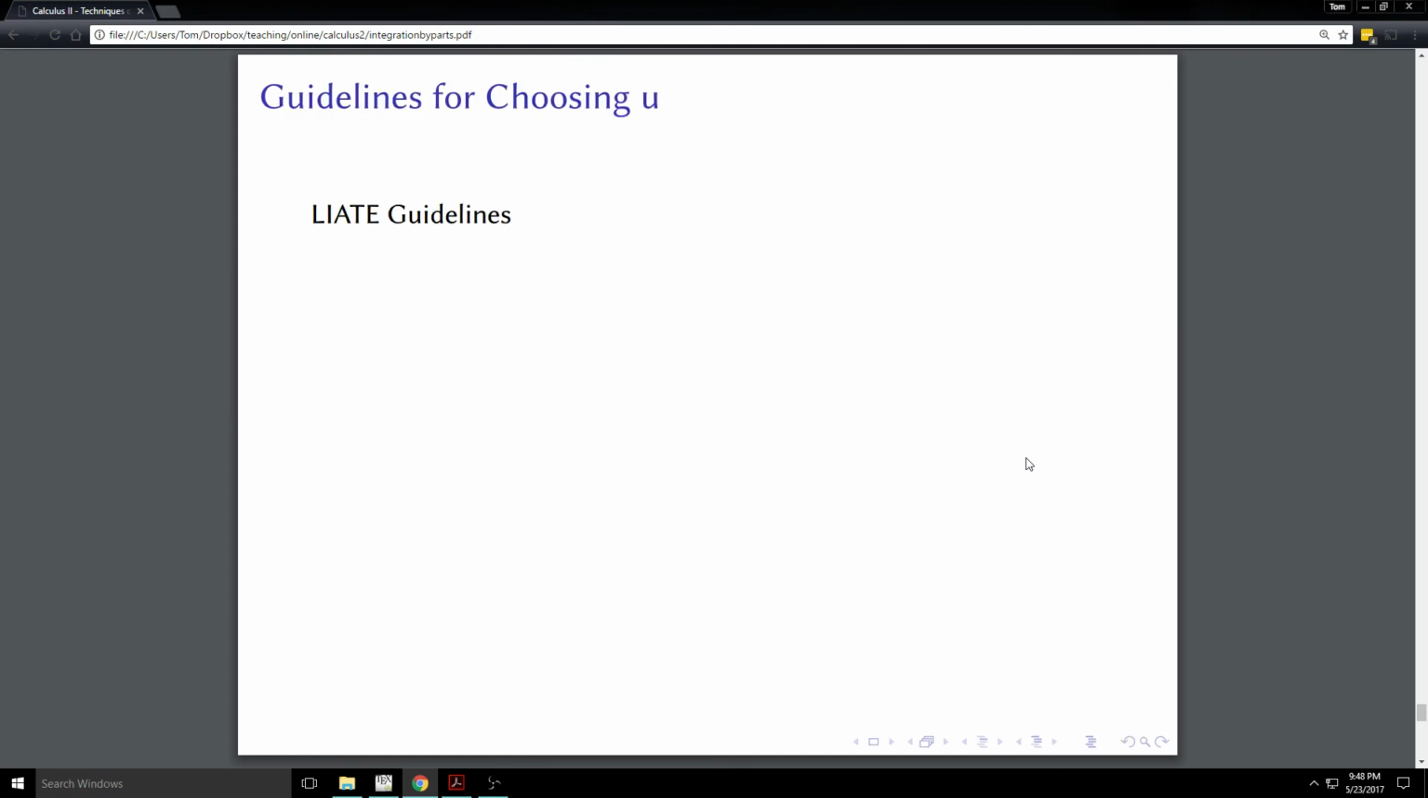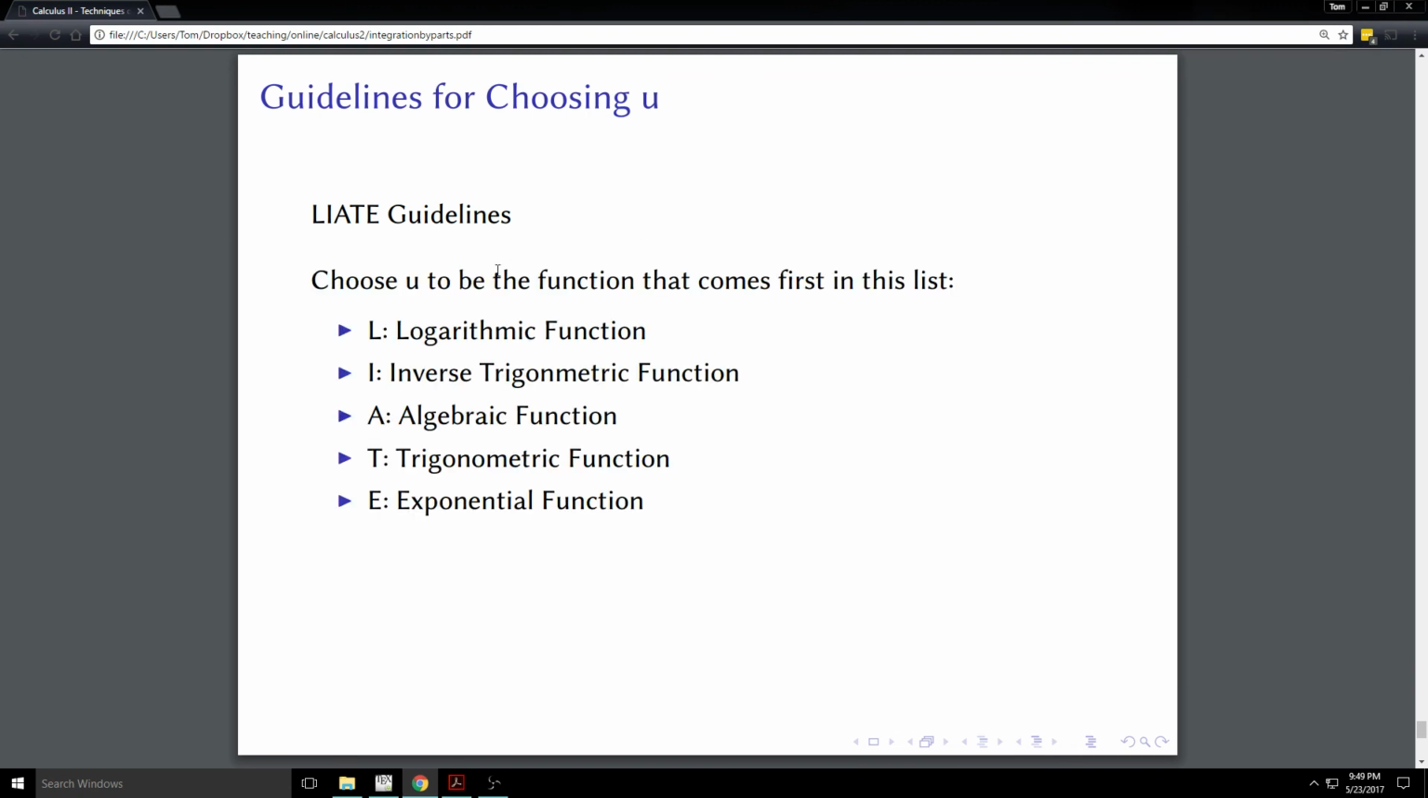Now, the last thing in this video is guidelines for choosing u. And now you may say, well, wait a second, what about dv? Well, remember the requirements for u and dv is that when you multiply them together, then it has to be the entire integral. So whatever you choose to be u, that kind of narrows down what dv is going to be. So these guidelines are called the LIAT guidelines, however you want to say that, right? And so the LIAT stuff there just stands for logarithm, inverse trigonometric, algebraic, trigonometric, and exponential.